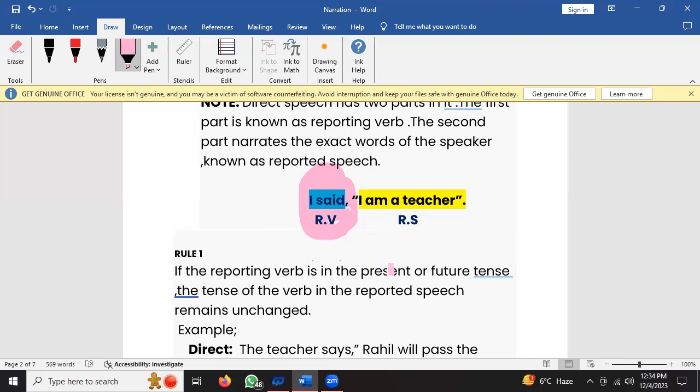I hope I am clear to all. Any confusion still now? No, sir. Very good.